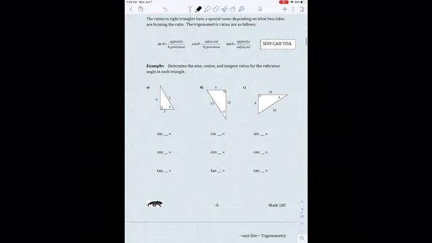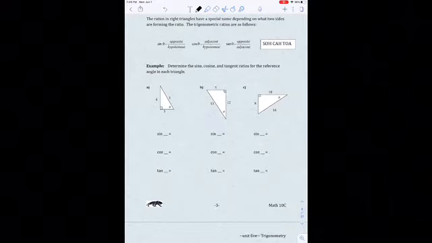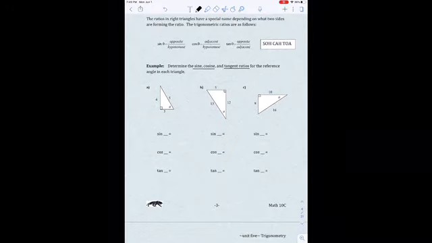So let's look at this question down here, question A to start with. It says determine the sine, cosine, and tangent ratios for the reference angle in each triangle. So here's our reference angle. Okay, and sometimes we call this theta r. Okay, and I write it like this. I write a little circle and then I go bloop, kind of like the Pepsi symbol. Okay, so here's our theta r, our theta reference.